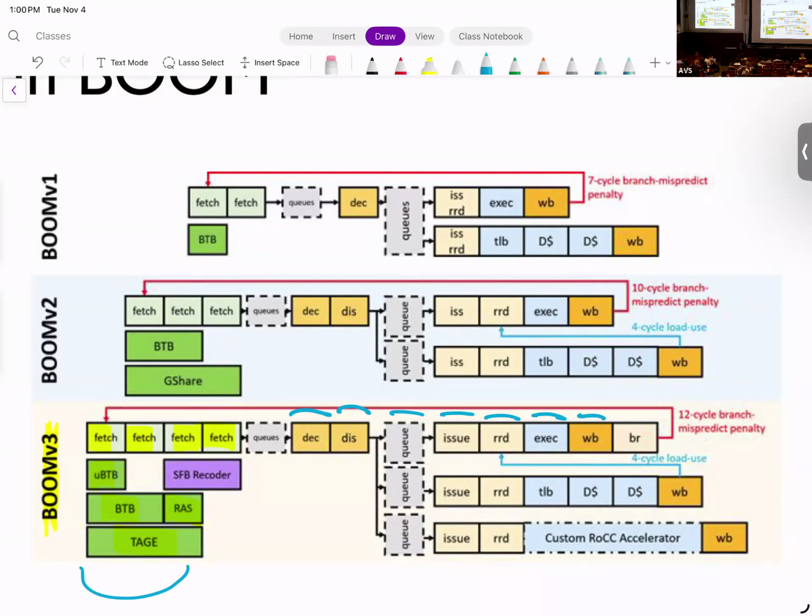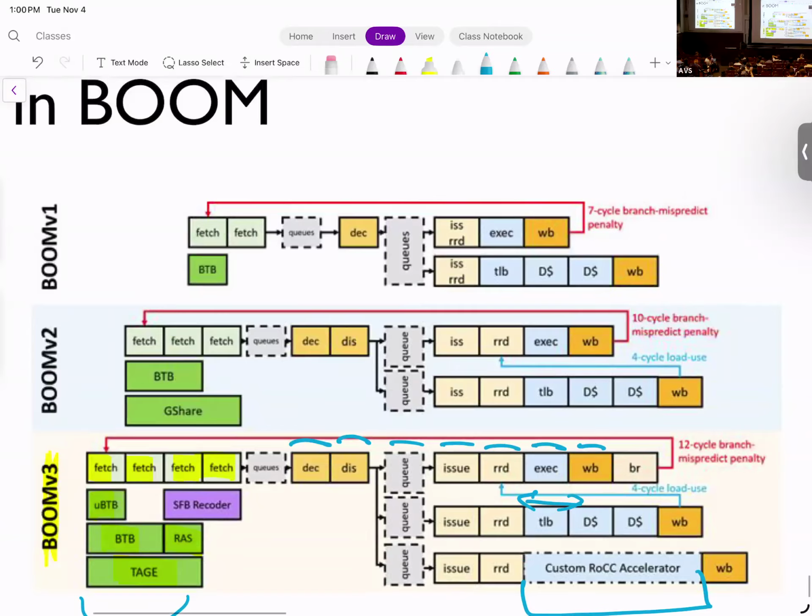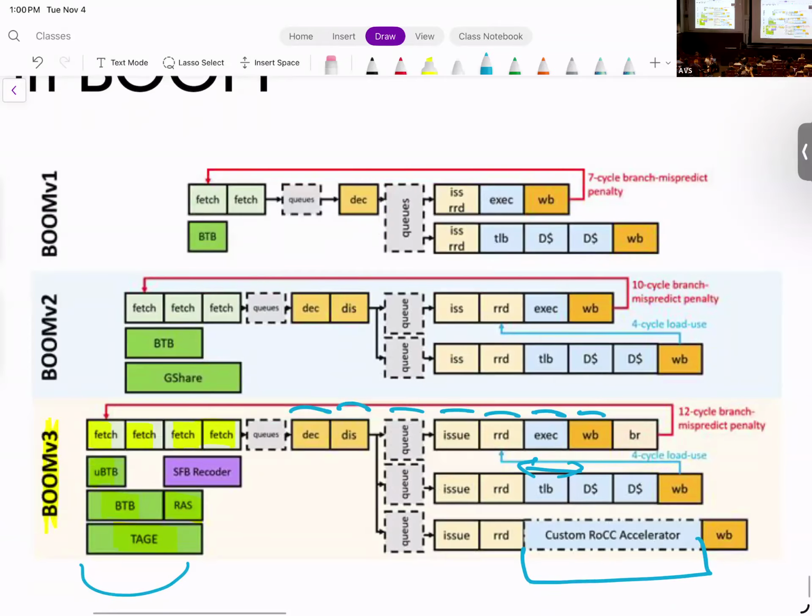And as I said, some of the executions might take multiple cycles. So for example, if you're reading from the memory, it might take 4 cycles. It might take even more cycles if you have some form of an accelerator. If the branch is detected here to have a misprediction, there is a 12 cycle miss penalty in this particular case.